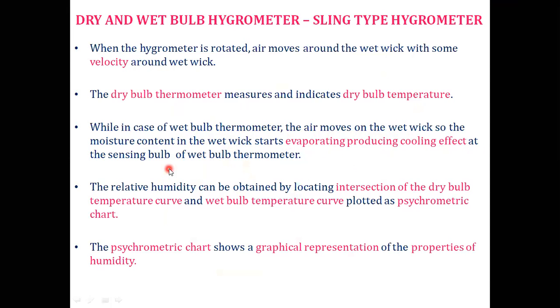At the sensing bulb of the wet bulb thermometer, the relative humidity can be obtained by locating the intersection of the dry bulb temperature curve and the wet bulb temperature curve, plotted on a psychrometric chart.